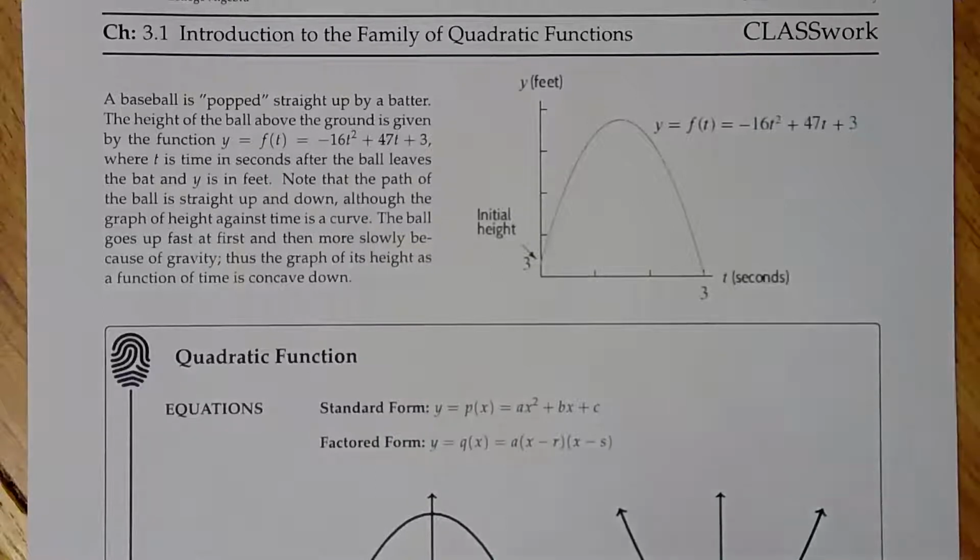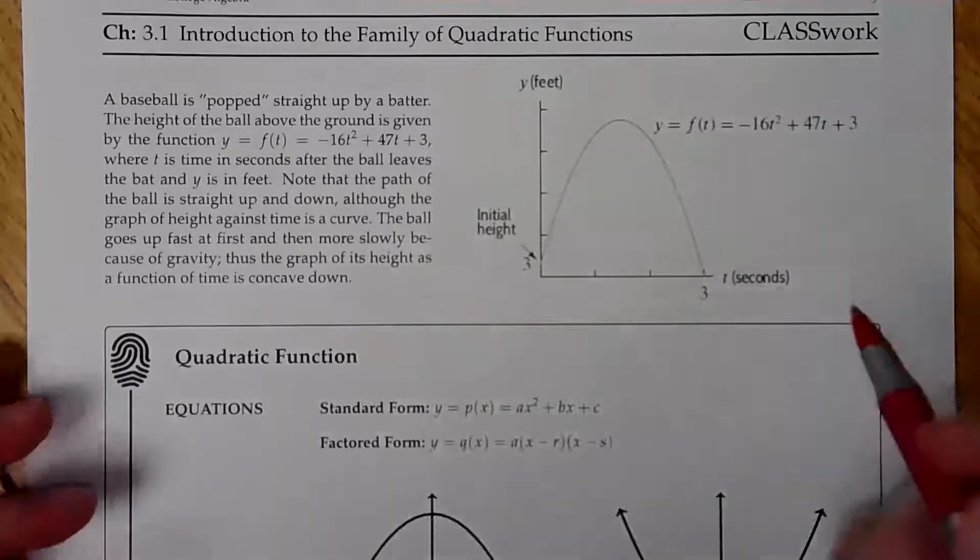A baseball is popped straight up by a batter. The height of the ball above the ground is given by the function f of t is equal to negative 16t squared plus 47t plus 3, where t is the time in seconds after the ball leaves the bat and y is in feet. So that's how tall the ball is in the air.